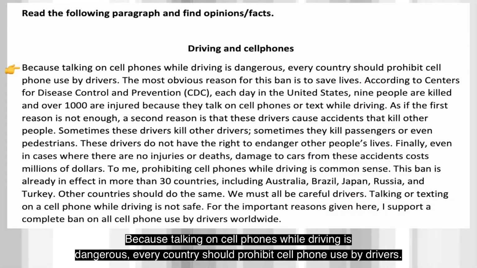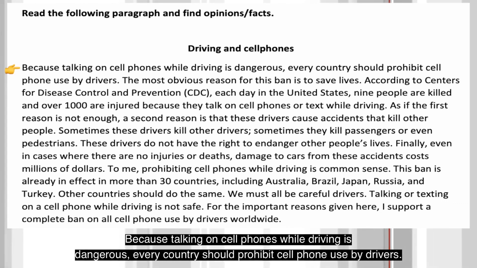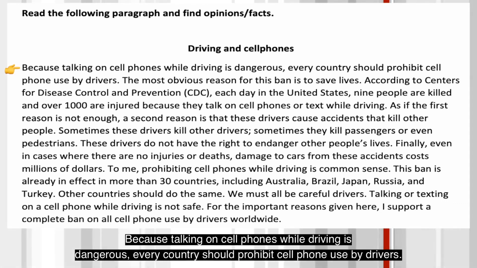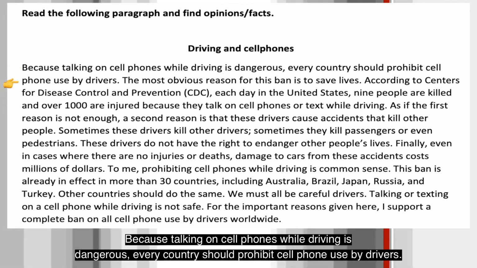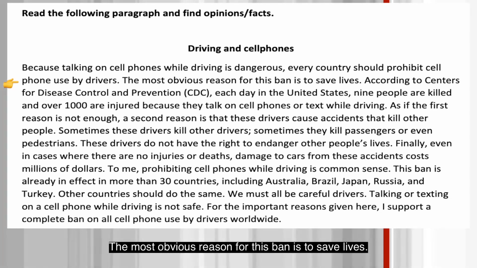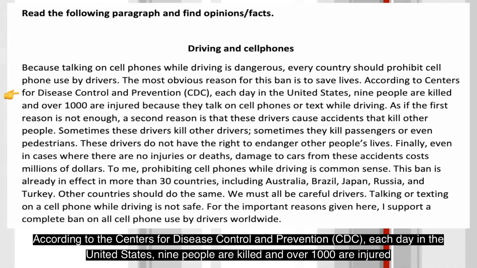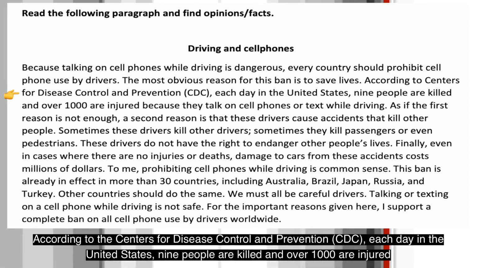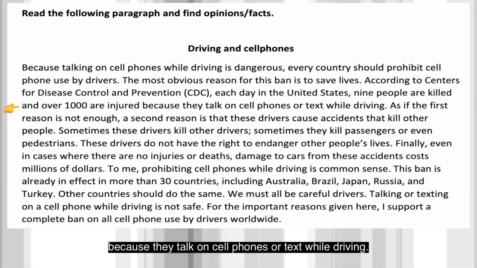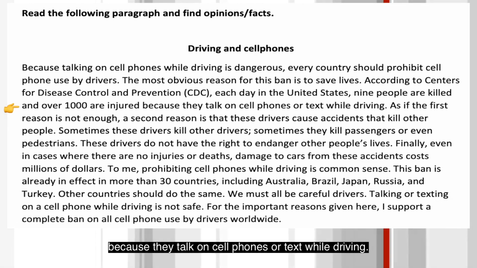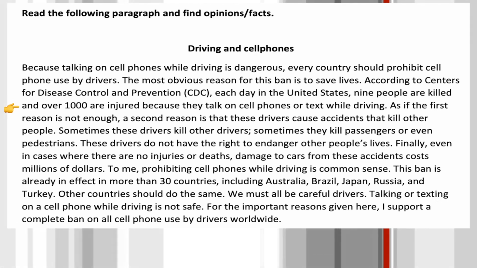Because talking on cell phones while driving is dangerous, every country should prohibit cell phone use by drivers. The most obvious reason for this ban is to save lives. According to Centers for Disease Control and Prevention, or CDC, each day in the United States, 9 people are killed and over 1,000 are injured because they talk on cell phones or text while driving.